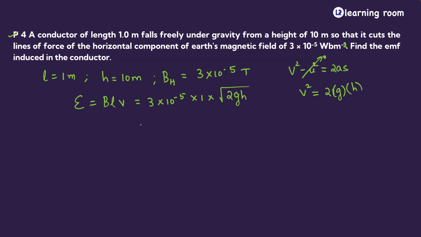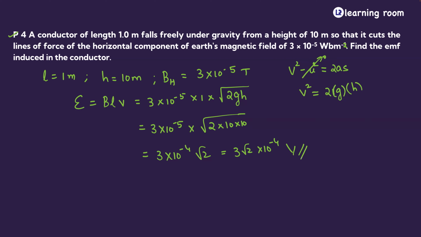When you apply this, you will get 3 into 10 power minus 5 into 1 is 1 only. So root of 2 into g value, take it as 10, and h also take it as 10. 10 into 10 is going to be 100. So square root of 100 is 10. So it will be 3 into 10 power minus 4, because 10 power minus 5 into 10 will give you 10 power minus 4, and you have a square root of 2 inside. So it will be 3 root 2 into 10 power minus 4 volt. So 3 root 2 into 10 power minus 4 volt is the answer.